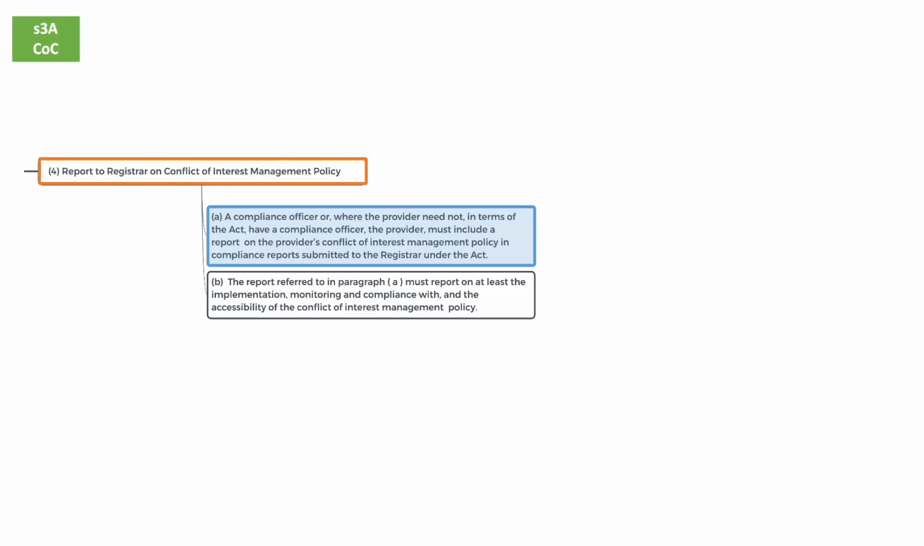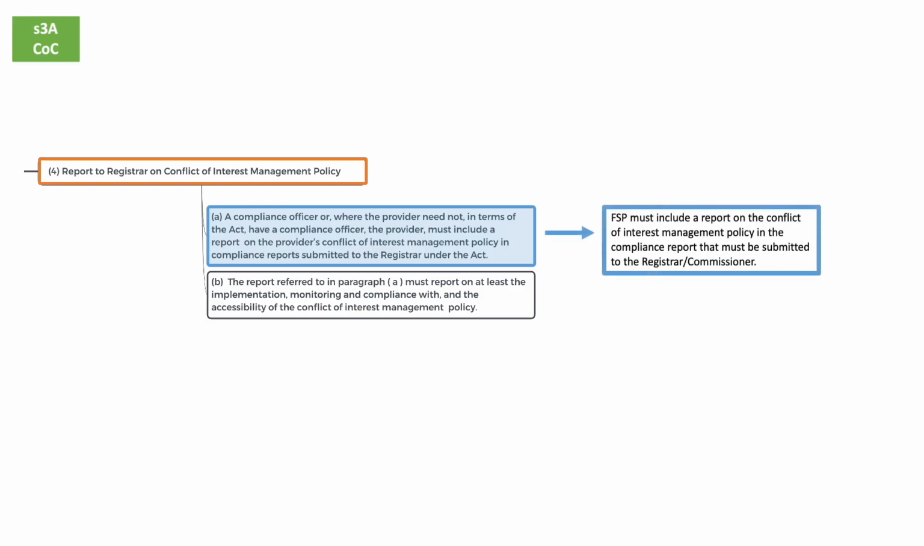Where an FSP need not, as per the Act, appoint a compliance officer, the FSP has to provide the conflict of interest management policy in its compliance report that will be submitted to the registrar or commissioner as required under the Act. Basically, the FSP must include a report on the conflict of interest management policy in the compliance report that must be submitted to the registrar or commissioner.